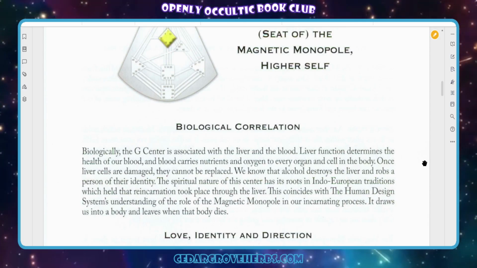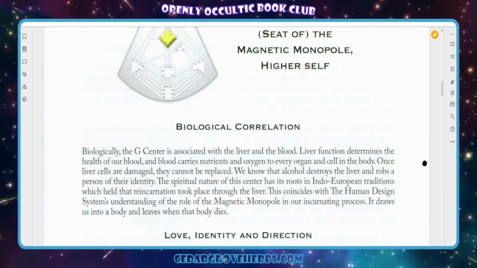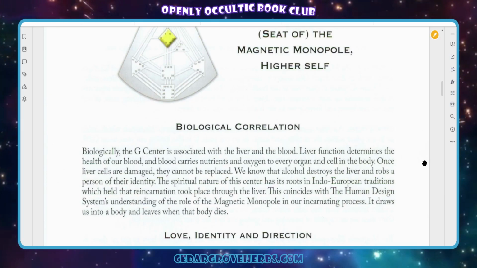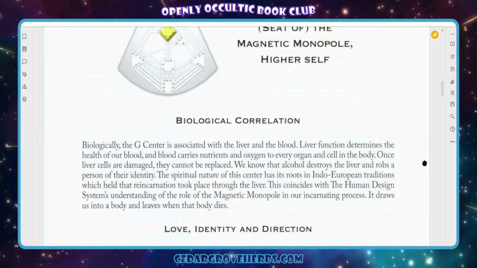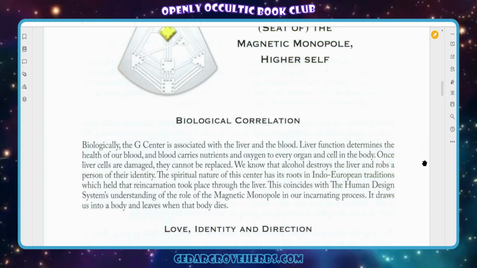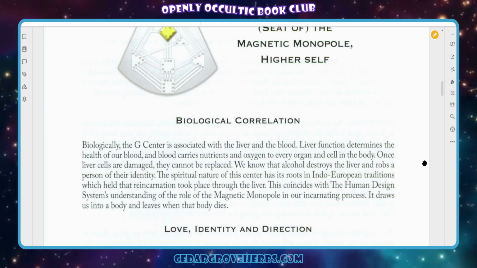Are we sure about that? Tribe, can damaged liver cells be replaced? Fact check. I just want to know. We know that alcohol destroys the liver and robs a person of their identity.